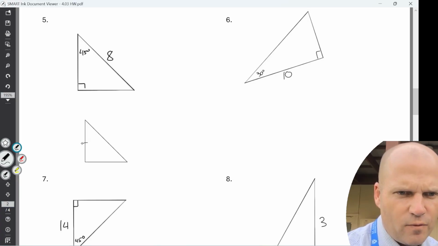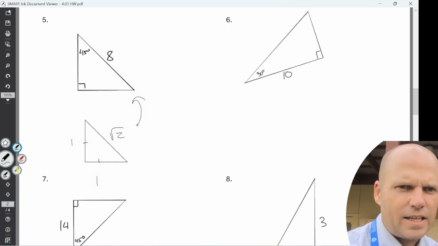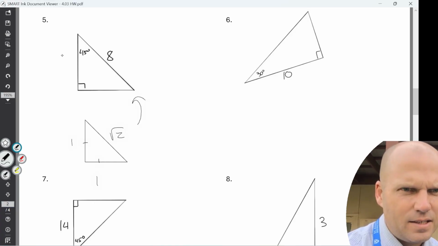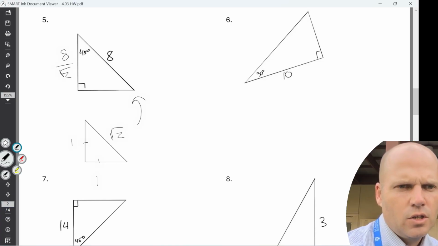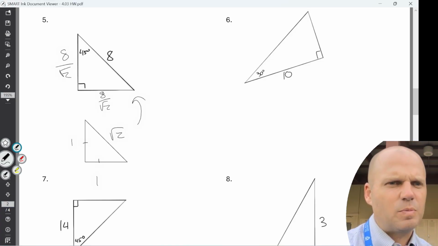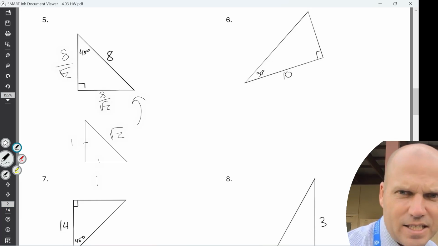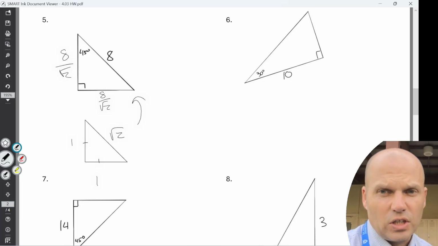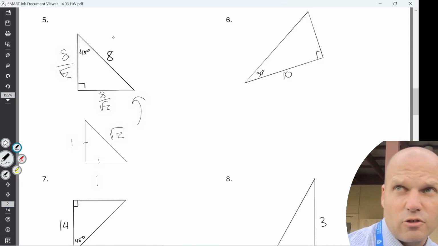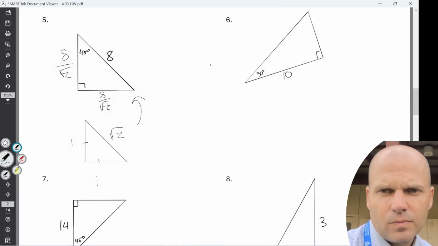Well, my 45-45-90 triangle that I like to use is 1, 1, root 2. I could see that the scale factor would be 8 divided by root 2. So you can see that the hypotenuse being 8, the legs have to be 8 divided by root 2. If the leg was 8, the hypotenuse would be 8 times root 2. Whatever. All right, cool. Here's another 30-60-90 triangle.